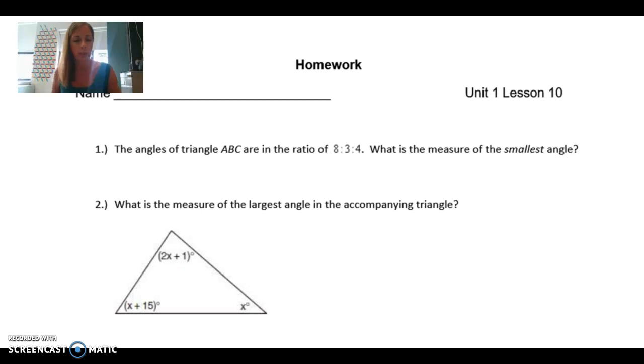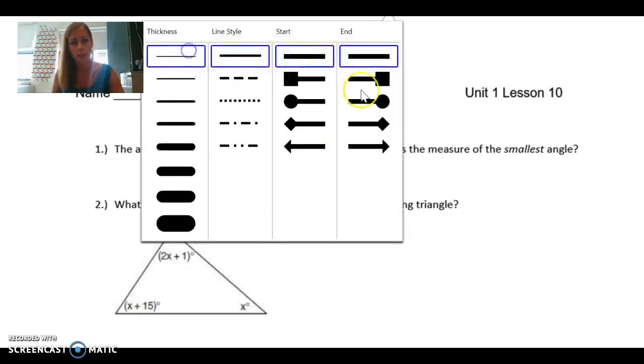Question number 1 says the angles of triangle ABC are in the ratio 8 to 3 to 4, and what is the measure of the smallest angle? So typically when you see a ratio like this, you would just think of it as we need to put x's next to each of those numbers.